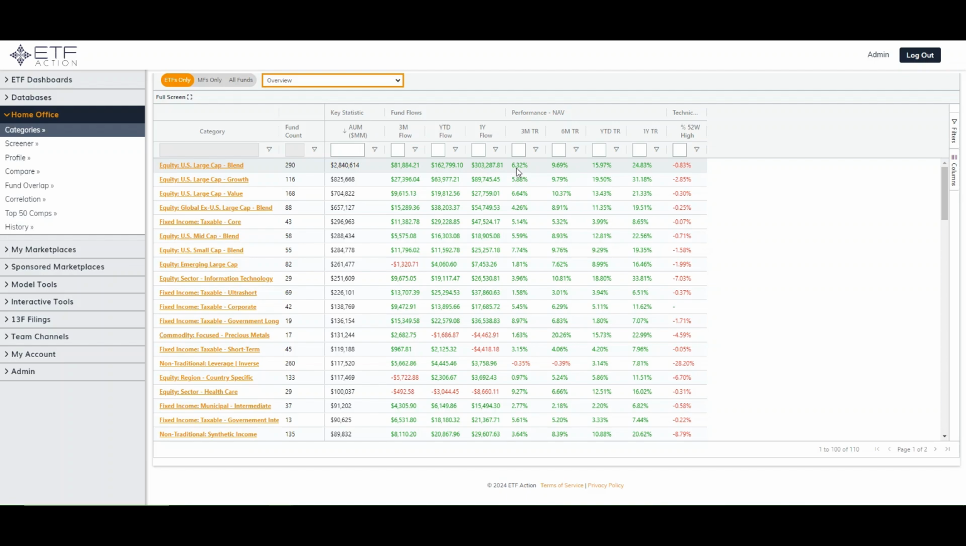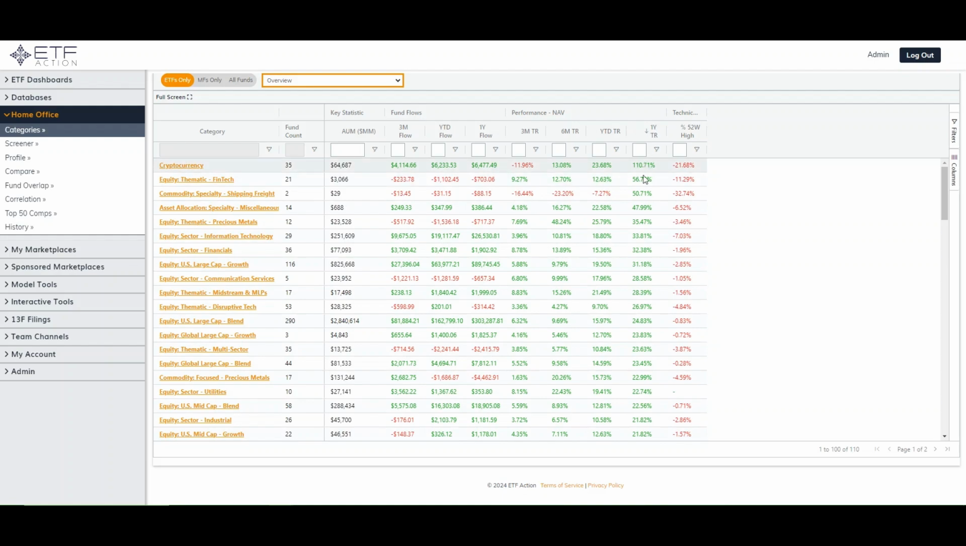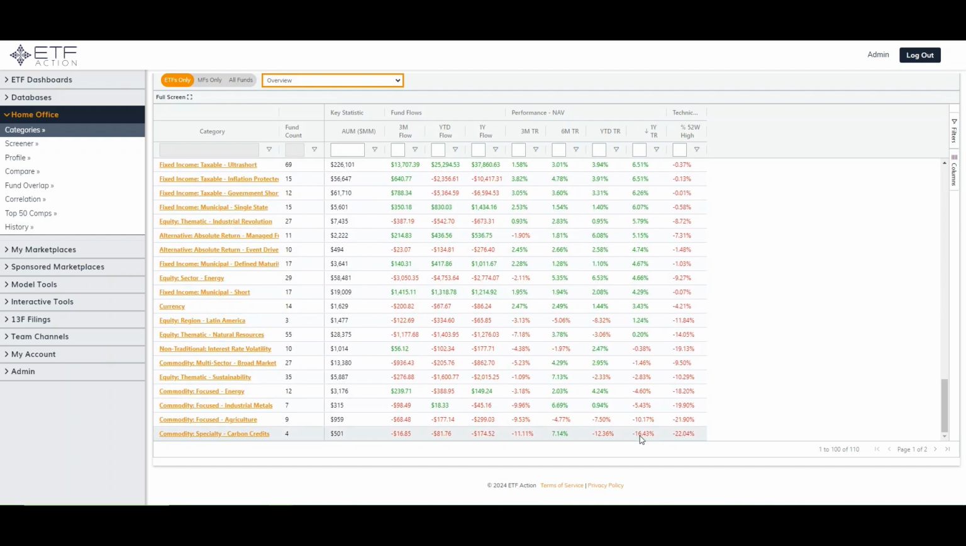From a performance perspective, like we said, it's been a good year. A lot of green on our screen here in terms of performance. If you look over the last year, leading category, cryptocurrency, whereas on the flip side, US mid-cap growth. But if I keep scrolling down, there are some negative categories over the last year. What are we looking at? We have non-traditional interest rate volatility, commodity multi-sector, equity thematic, sustainability, energy commodities, industrial metals commodities. So commodities, by and large, categories have made up over the last 12 months a number of the negative areas of the marketplace.